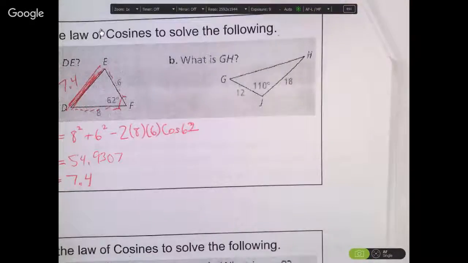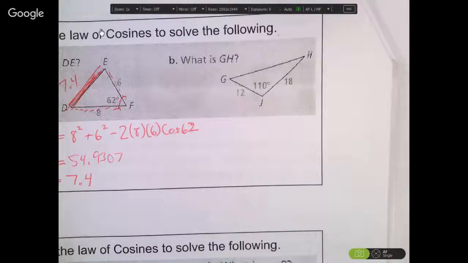Question number 2. Wait, does sine work on every triangle? Sine works on every triangle. Does this only work on a few triangles? This works on every triangle. It doesn't have to be a 90-degree triangle.